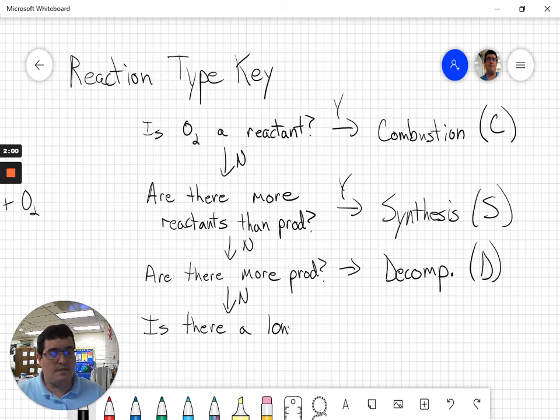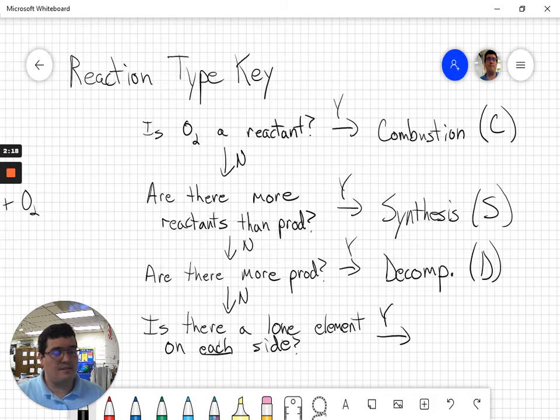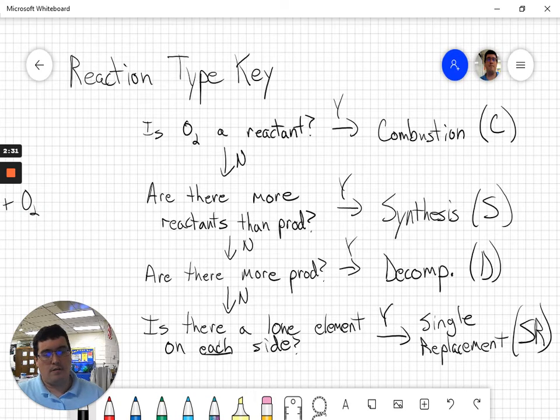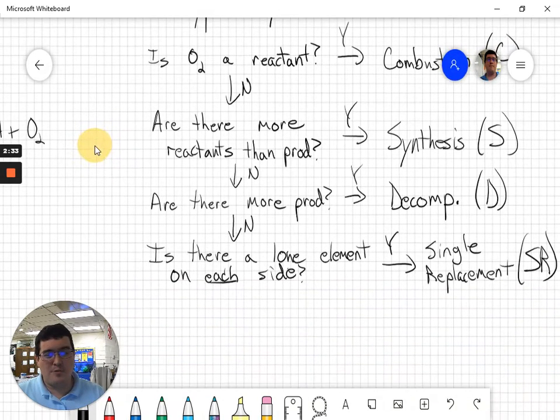If there aren't more products, is there a lone element on each side? Is there a lone element on each side of that arrow? If there is, yes, then it is single replacement, otherwise known as SR. And I need a little tiny bit more room. Here we go.